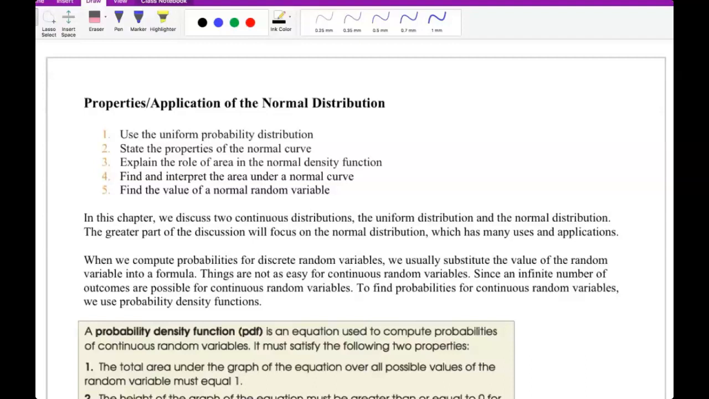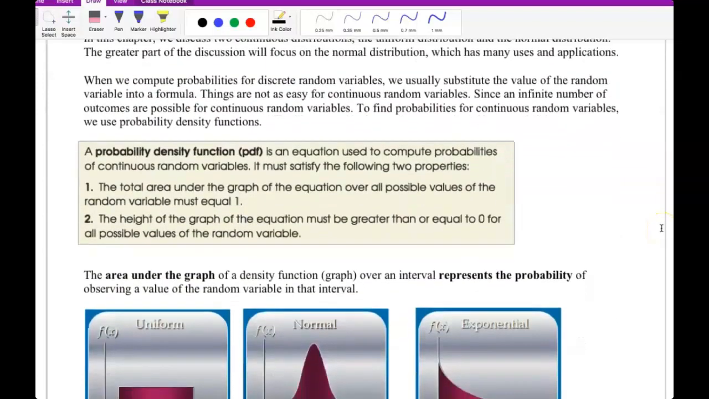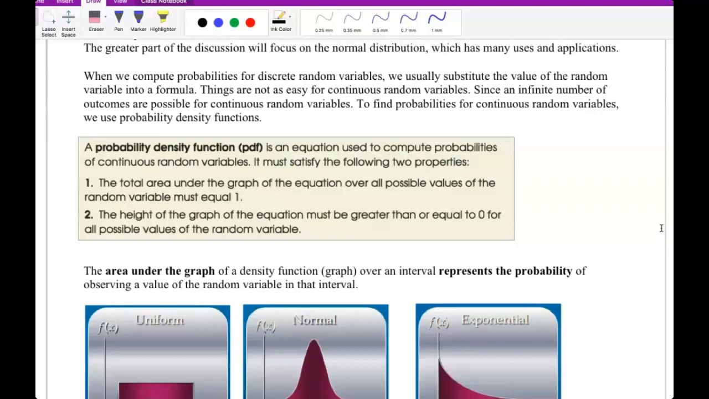Hello everyone, here we have application of normal distribution. And this part is a probability density function, shown with PDF. And here on this part we have two factors. The first one, total area is equal to 1, and here on this part height is greater than or equal to 0.